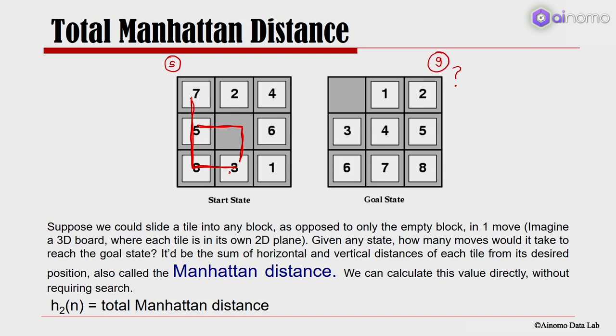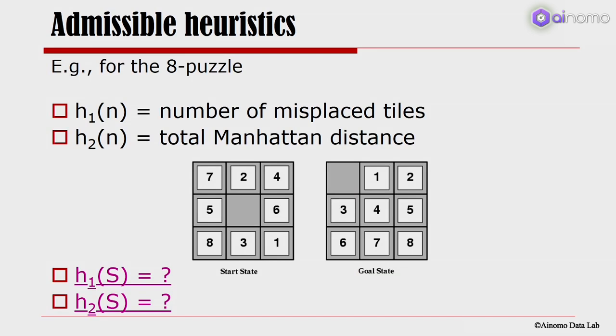This distance that I have calculated, the sum of the vertical and horizontal distance of each tile from its desired position, is also called the Manhattan distance. So the second heuristic that we have now named is the total of the Manhattan distances for each of the tiles. Let us try to understand it for the 8 puzzle problem better. So we have now two heuristics, one the number of misplaced tiles and number 2 the total Manhattan distance.